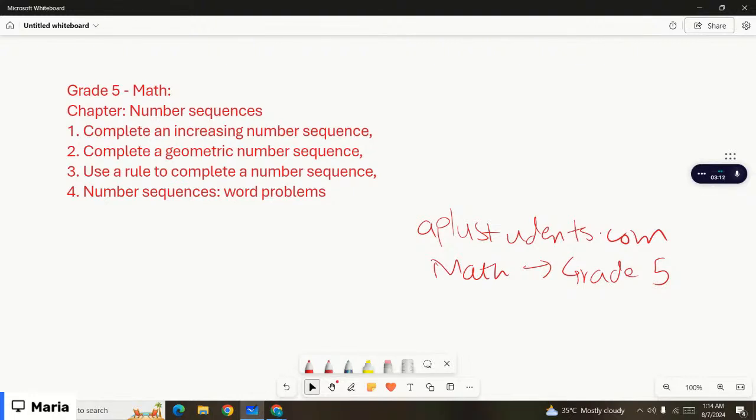We're going to start with the chapter number sequences. And the lessons we're going to cover today are complete and increasing number sequences, complete a geometric number sequences, use a rule to complete a number sequence, and number sequences word problems. So please make sure you have your notebook and pencil so that you can note down the important examples and definitions as well.